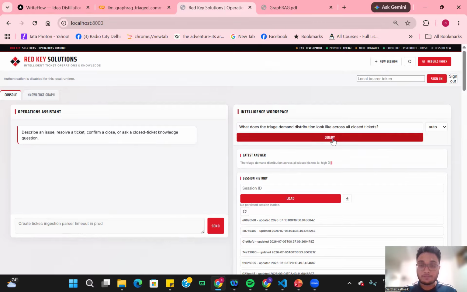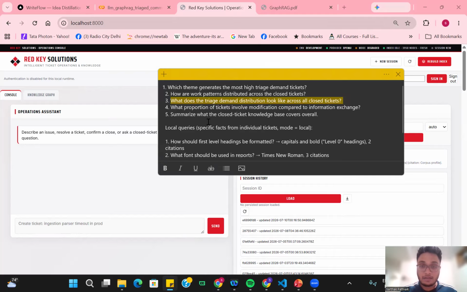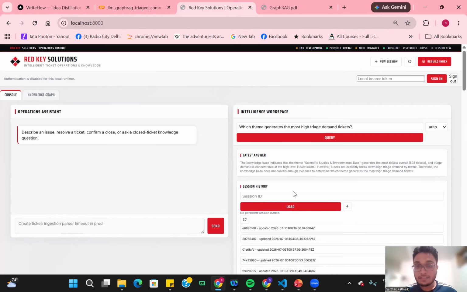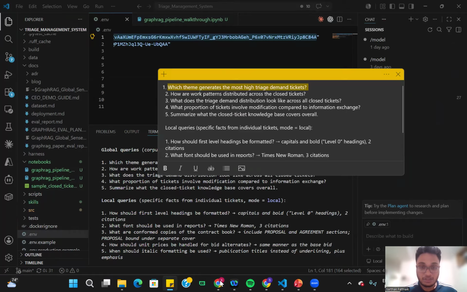So once I query this, the triage demand distribution across all closed tickets is high, 1249 tickets, medium, and low 156 tickets. So this is the summary from that. Then we can see which themes generate the most high triage demands. Again, not a very localized question. It is at the global level. As you can see, the knowledge base indicates the theme scientific studies and environmental data generates the most number of tickets, and triage demand is concentrated at the high level, 1249 tickets. Okay, so you get the gist.